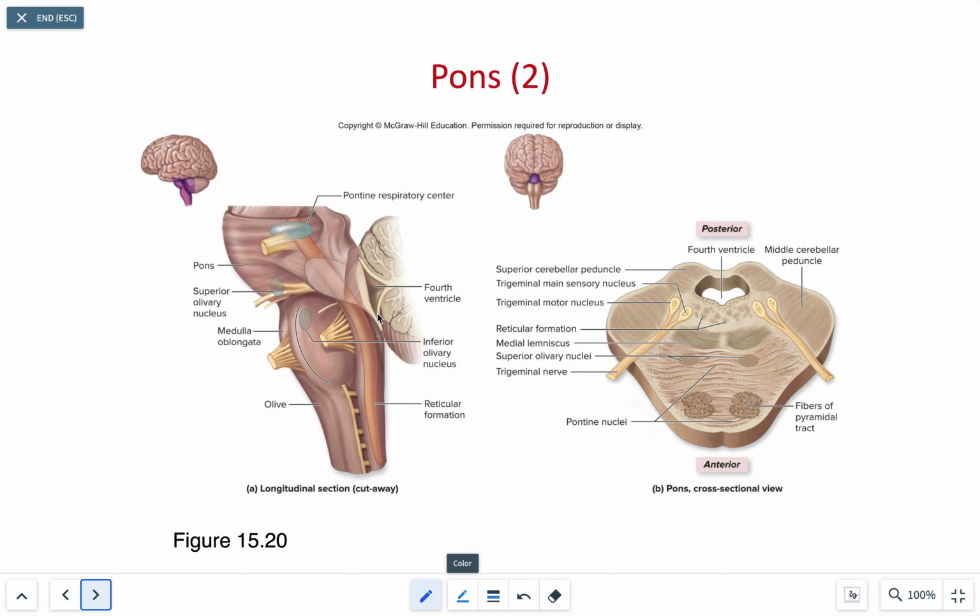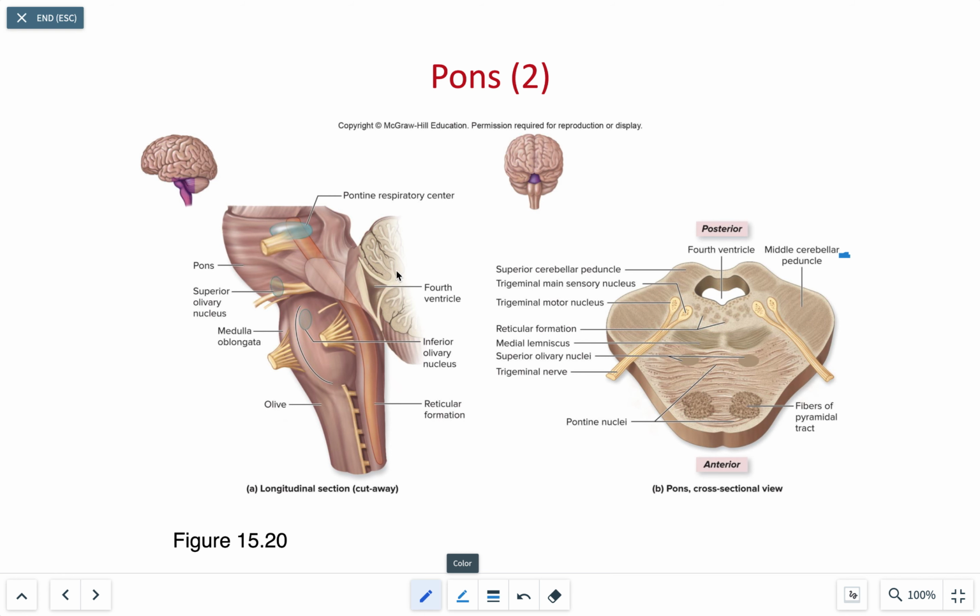So one of the areas that we're looking at over here on the right is going to be the middle cerebellar peduncle. And again, this is an area where we see the transverse fibers here are going to be connecting from the pons to the cerebellum.